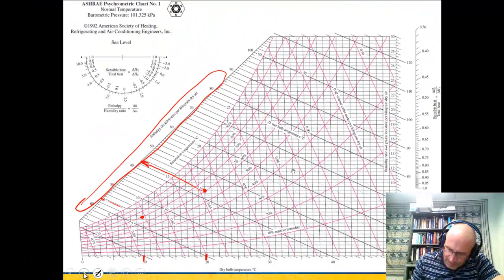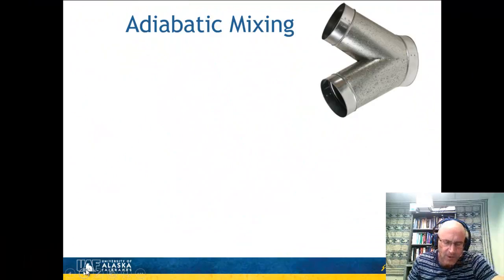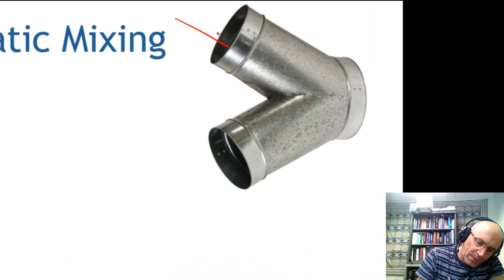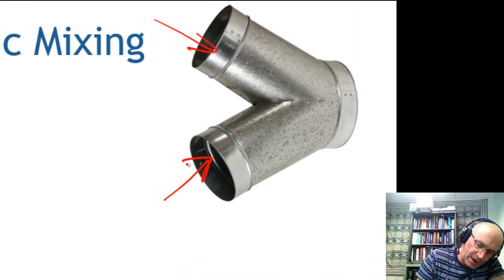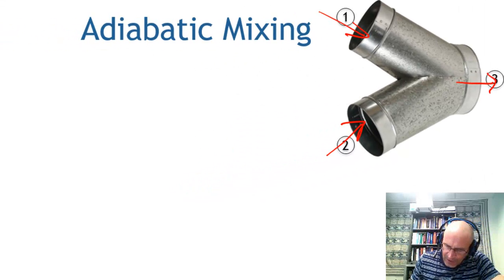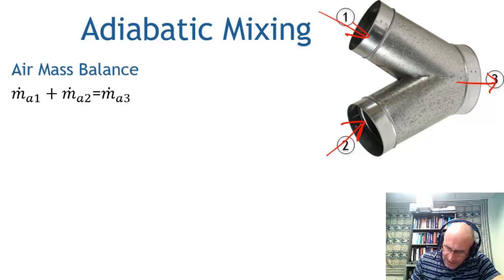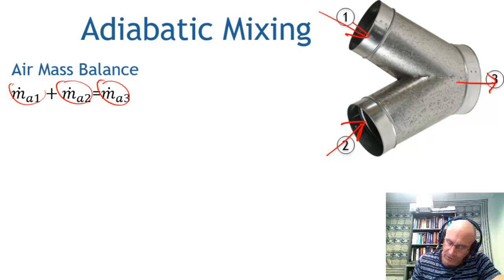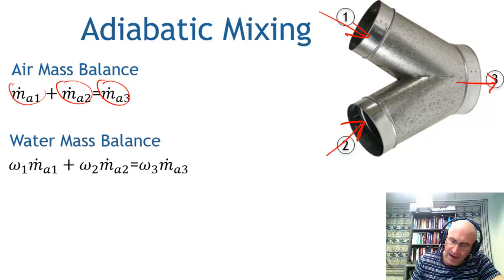Let's go ahead and look at another problem. This time we'll solve it with EES. But first, let's discuss what's called adiabatic mixing. We'll complicate things a little more. We're going to have two streams coming in that we're mixing together, and then an outlet stream. If we have those conditions, we're going to have an additional mass balance, because now our air mass balance is the mass flow rate of air at 1 plus 2 going into 3. So we've got an air mass balance and the water mass balance.